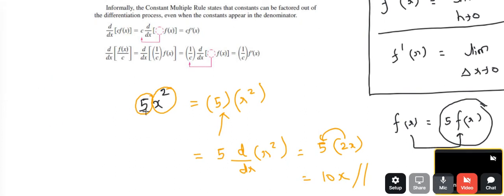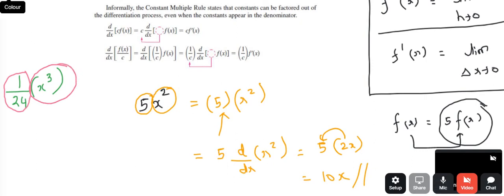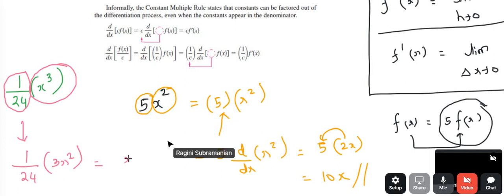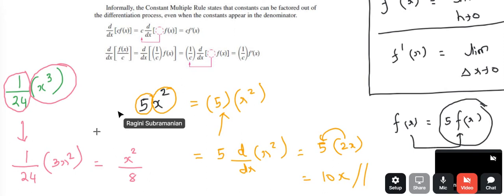Suppose the constant is a fraction also, like 1 by 24, let's say, x cube. Here also I can consider this whole thing as a constant and this as the function or the expression. I can apply the constant multiple rule here, which means I keep the constant as it is and then differentiate only the x cube. So it will give me 3x squared. Finally you can simplify the terms, that is x squared over 8. So this is the final answer.